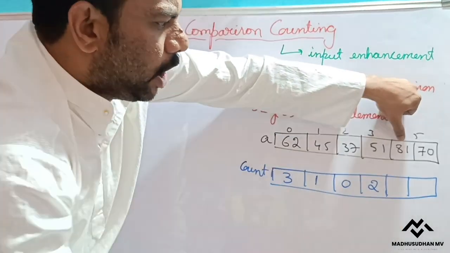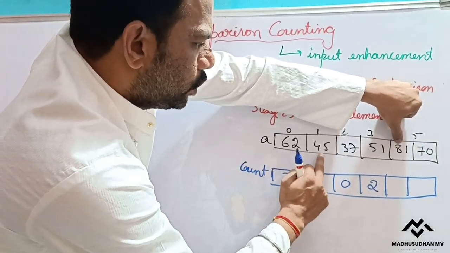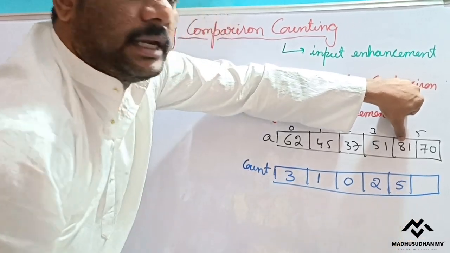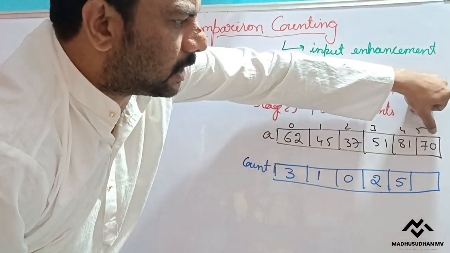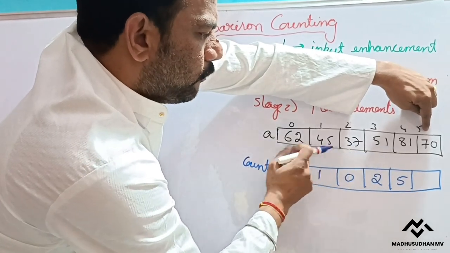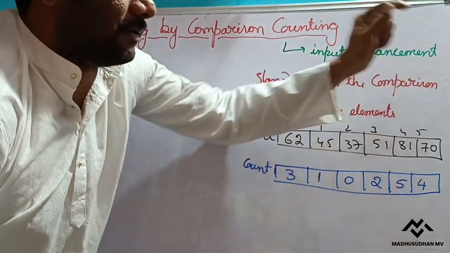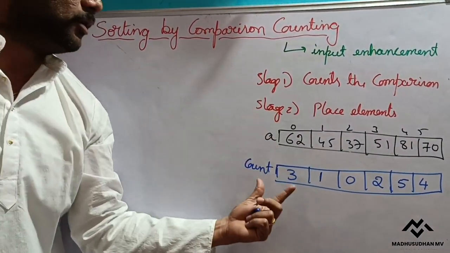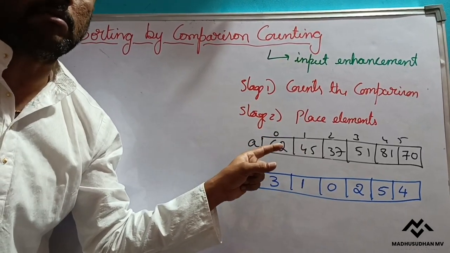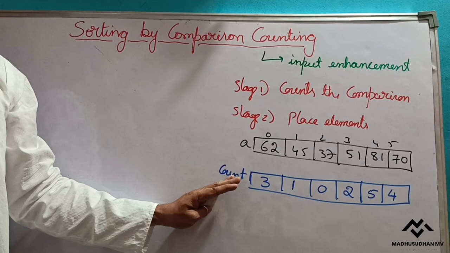Similarly, the next one, 81. How many elements are lesser than 81? All the other elements: 1, 2, 3, 4, 5. So 5 elements are lesser than 81. Similarly, how many elements are lesser than 70? This is not lesser, then 1, 2, 3, 4. There are 4 elements lesser than 70. So this is the first stage. We found the count for each element, how many elements are lesser than it.